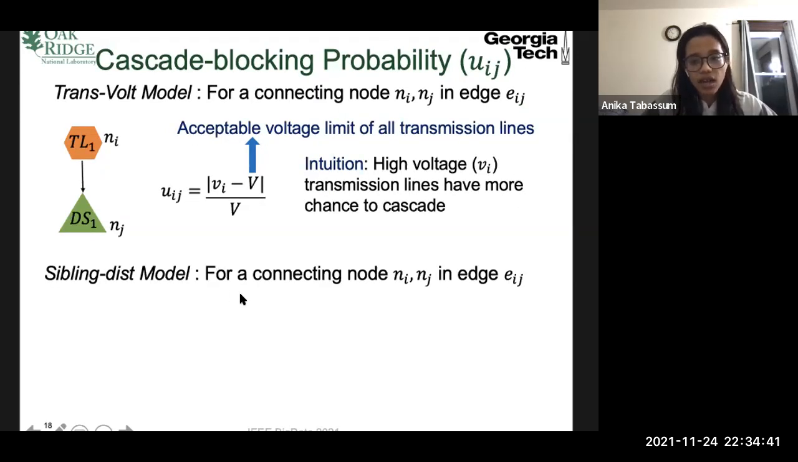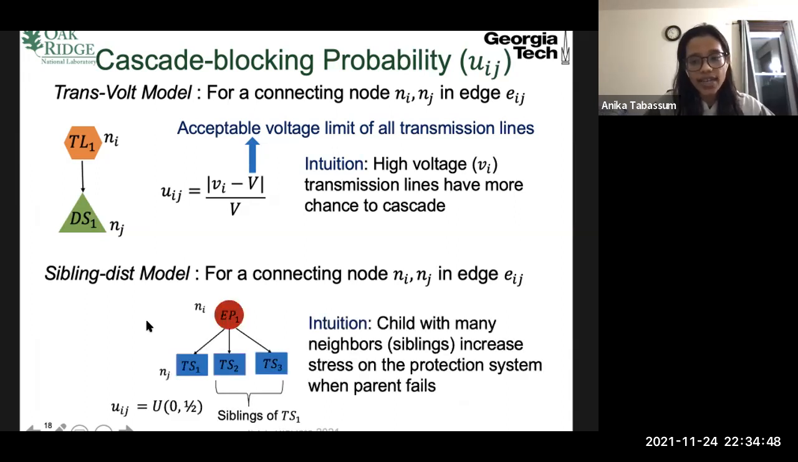Next, another domain knowledge comes in terms of a sibling distribution model, which is applicable for the edges with a transmission line in the connected nodes. The domain knowledge is based on the protection property model in power systems.